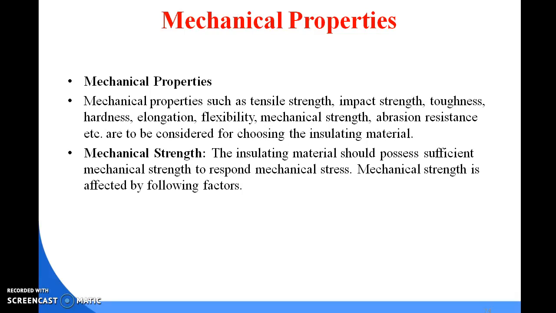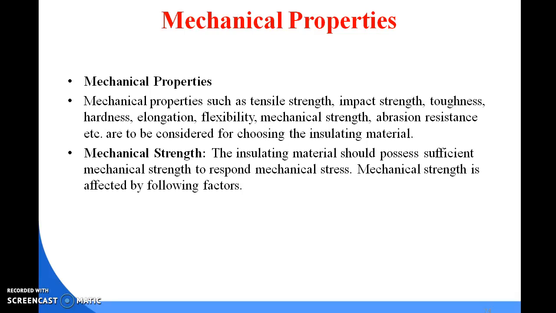What are these mechanical properties? Mechanical properties such as tensile strength, impact strength, flow hardness, elongation, flexibility, mechanical strength, abrasion resistance, etc. are to be considered when choosing insulating material. So what is this mechanical strength actually? The mechanical strength means the insulating material should possess sufficient mechanical strength to respond to mechanical stress.